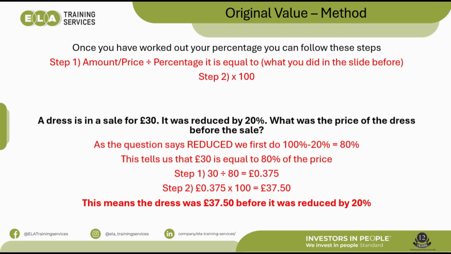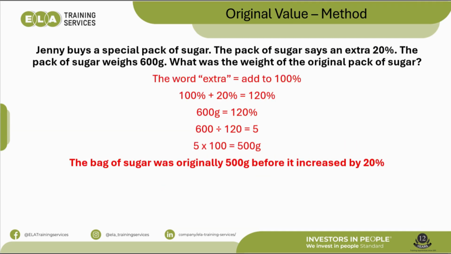Let's do another example. Jenny buys a special pack of sugar. The pack of sugar says an extra 20%. The pack of sugar weighs 600 grams. What was the weight of the original pack of sugar? The word extra means add to 100%. 100% add 20% equals 120%. 600g equals 120%. 600 divided by 120 is equal to 5. 5 multiplied by 100 is equal to 500 grams. The bag of sugar was originally 500 grams before it increased by 20%.